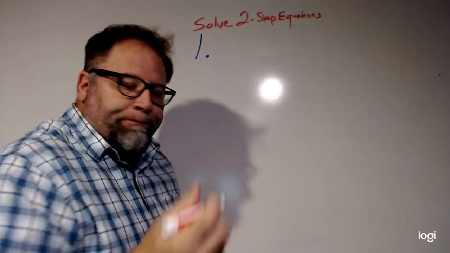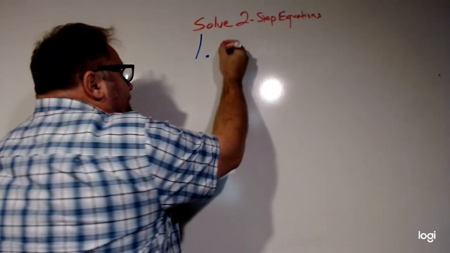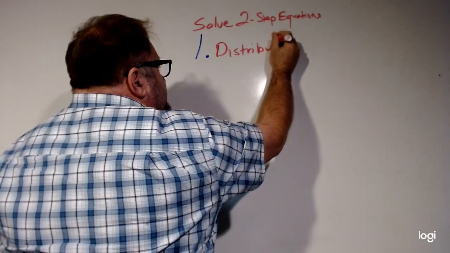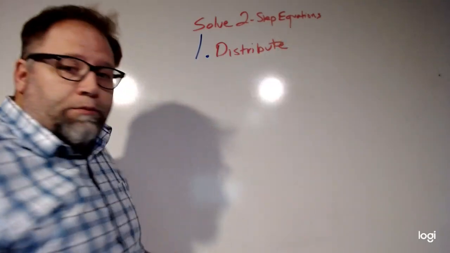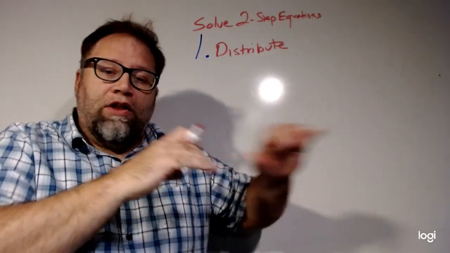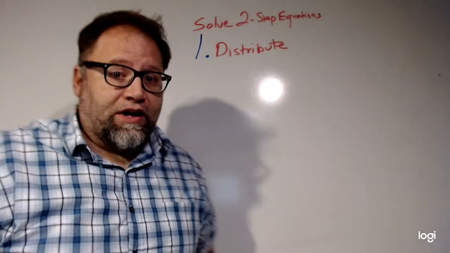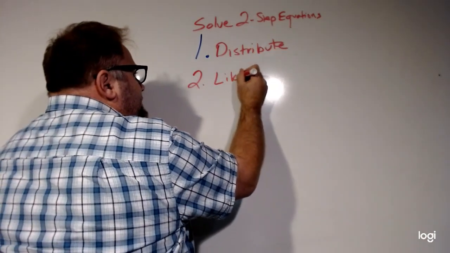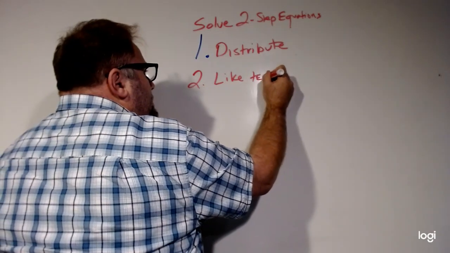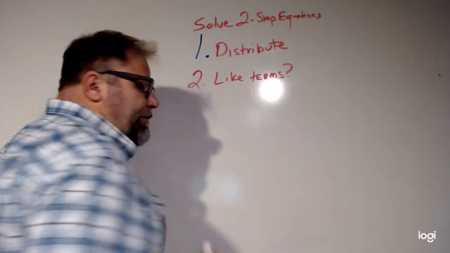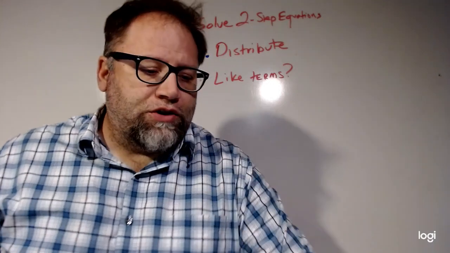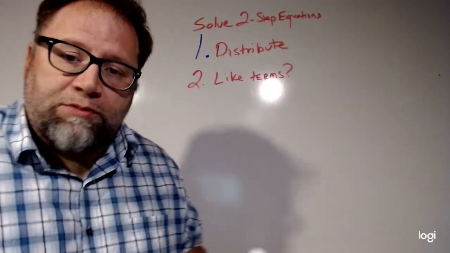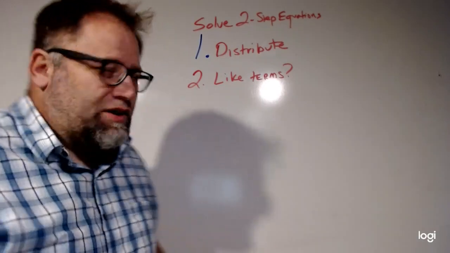So let's use red. The first thing we're going to do is, of course, we're going to distribute. And that is to take that quantity and move it across the entire thing in the parentheses there. And the next part is we're just going to look to see, are there like terms? And if there are like terms, we're going to combine those terms before we go forward with solving that equation. So let's do some examples, and I think you're going to pick this up pretty quickly.